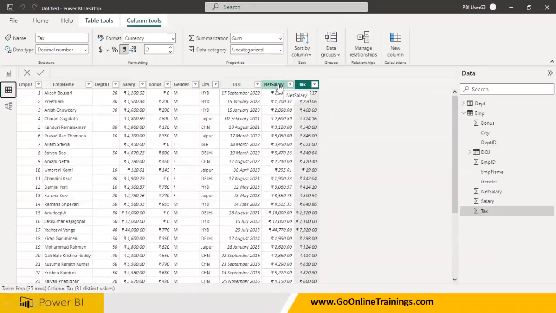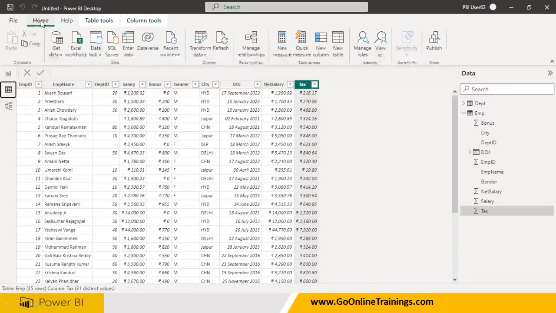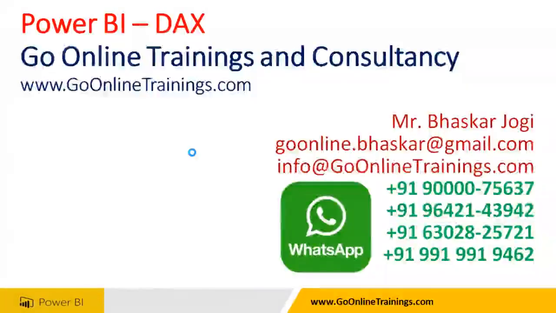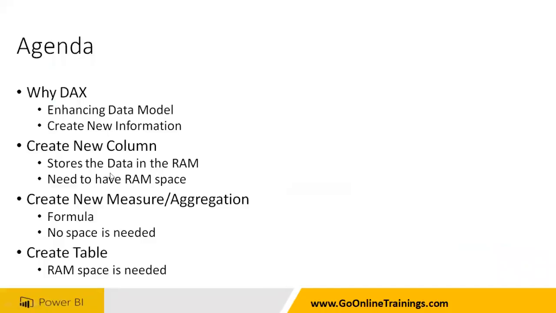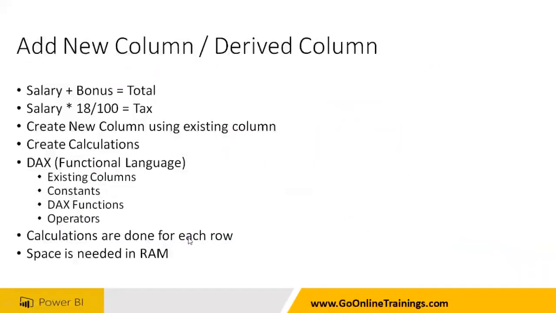This will be occupying more space, and the DAX is also occupying more space, but both of them are available. Which one you need to use? Performance-wise, definitely creating at the Power Query level is always better than creating at the DAX level. Sure. That is one thing I wanted to tell you guys. The data is stored in the RAM, so you need to have the RAM space. And for Power Query also, you need to have the RAM space, and creating a new measure we'll discuss later. So, a couple of examples I have given, right?